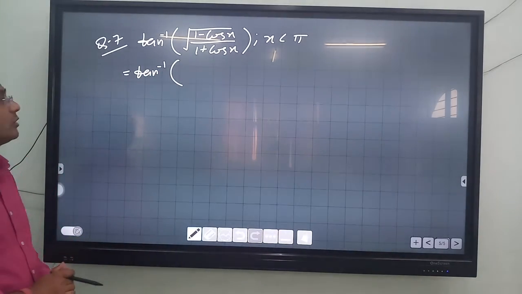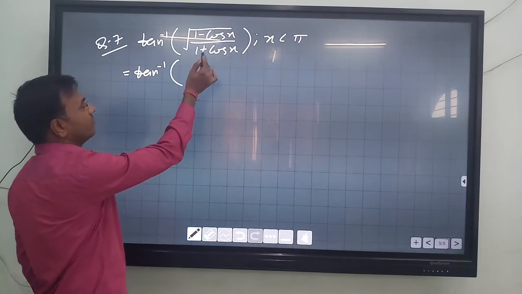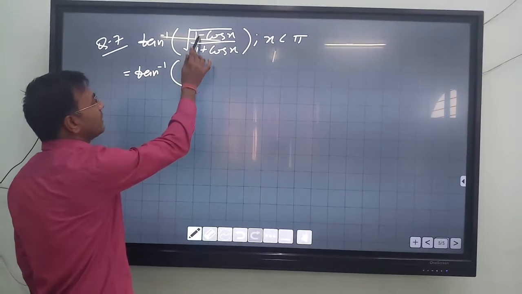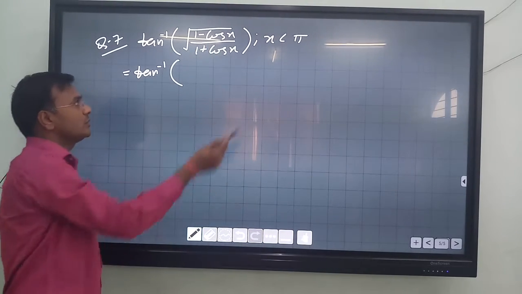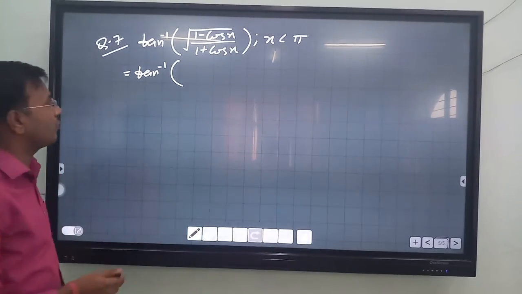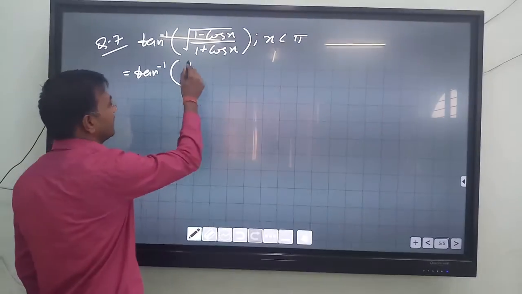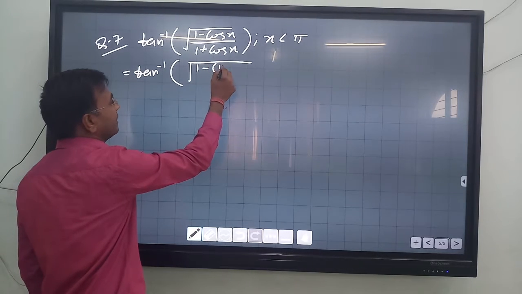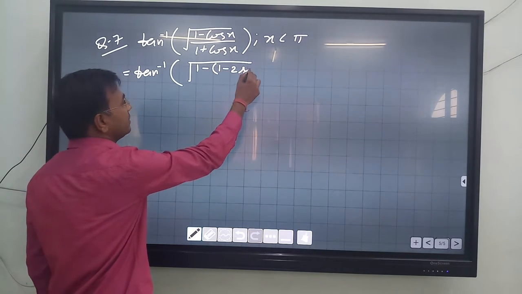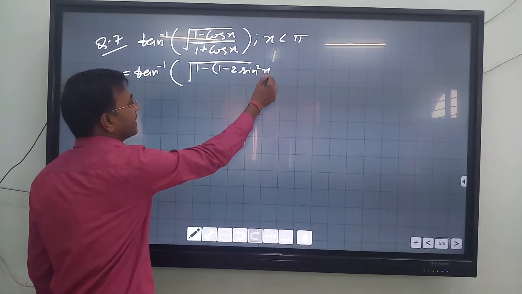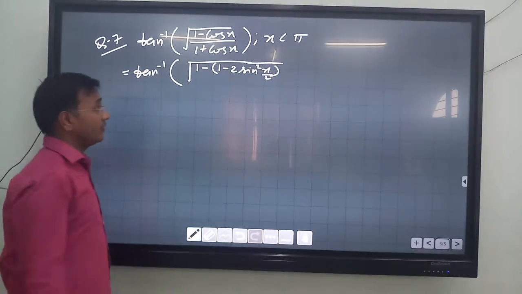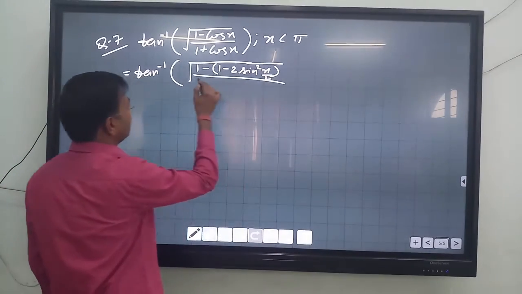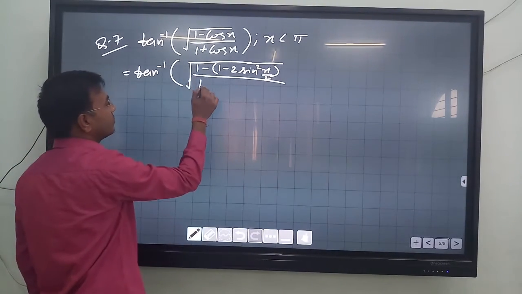In order to simplify 1 minus cos x or 1 plus cos x, always make sure that if there is 1 plus or minus cos x coming, we have cos x identities. We have to use the identity for which this 1 cancels out. So for cos x we will use 1 minus 2 sin square x by 2. If we use this identity, then 1 over 1 will be cancelled out. So this is our target, that we have to simplify so that this 1 is also cancelled out.